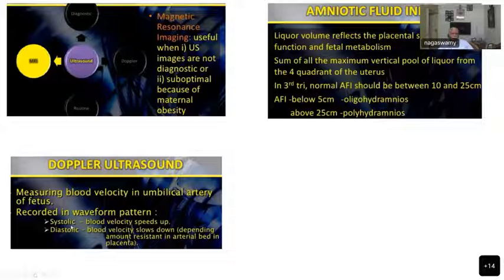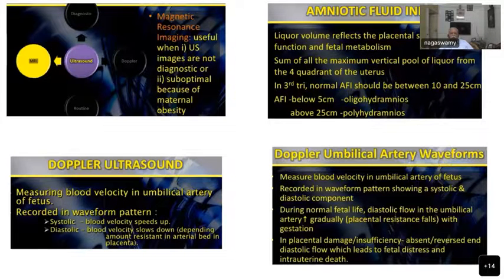Then coming to the Doppler ultrasound, measuring the blood velocity in the umbilical artery, recorded in a waveform pattern. Systolic blood flow velocity speeds up and diastolic blood flow velocity slows down depending on the amount of resistance in arterial blood. So as the pregnancy advances, this diastolic resistance comes down, as Sanjeev said. And this is another waveform measured through the Doppler in the umbilical artery itself.